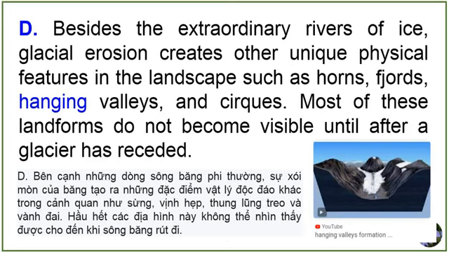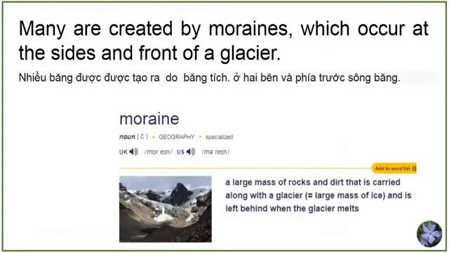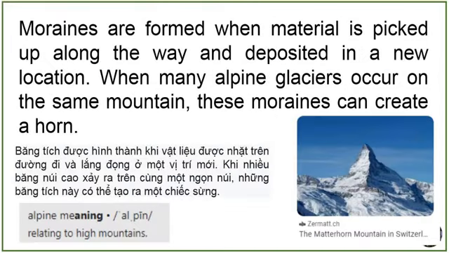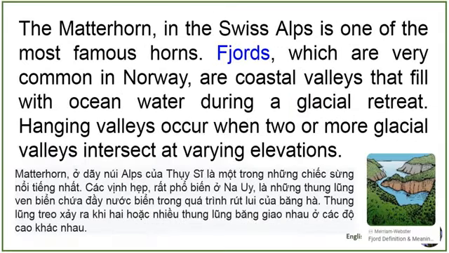Most of these landforms do not become visible until after a glacier has receded. Many are created by moraines, which occur at the sides and the front of a glacier. Moraines are formed when material is picked up along the way and deposited in a new location. When many alpine glaciers occur on the same mountain, these moraines can create a horn. The Matterhorn in the Swiss Alps is one of the most famous horns.